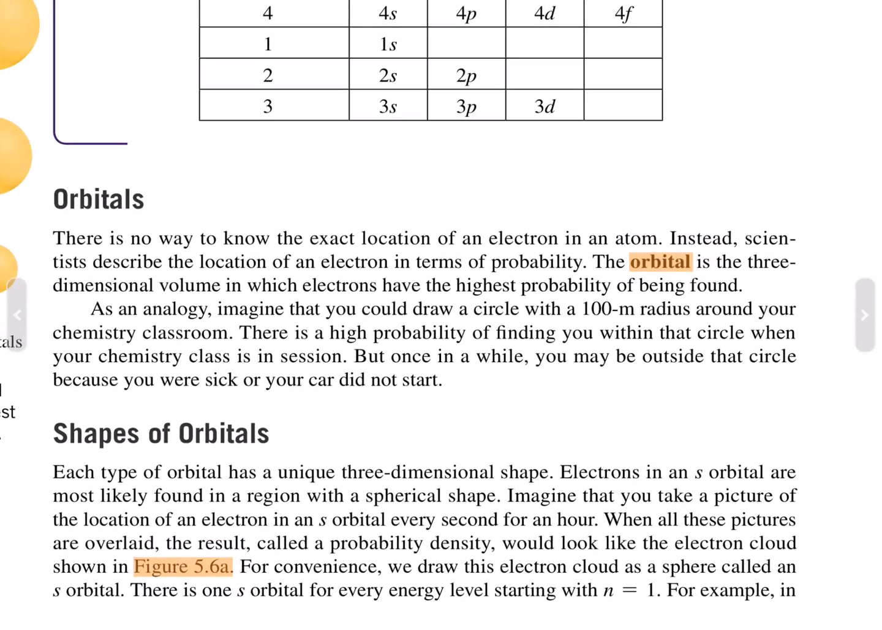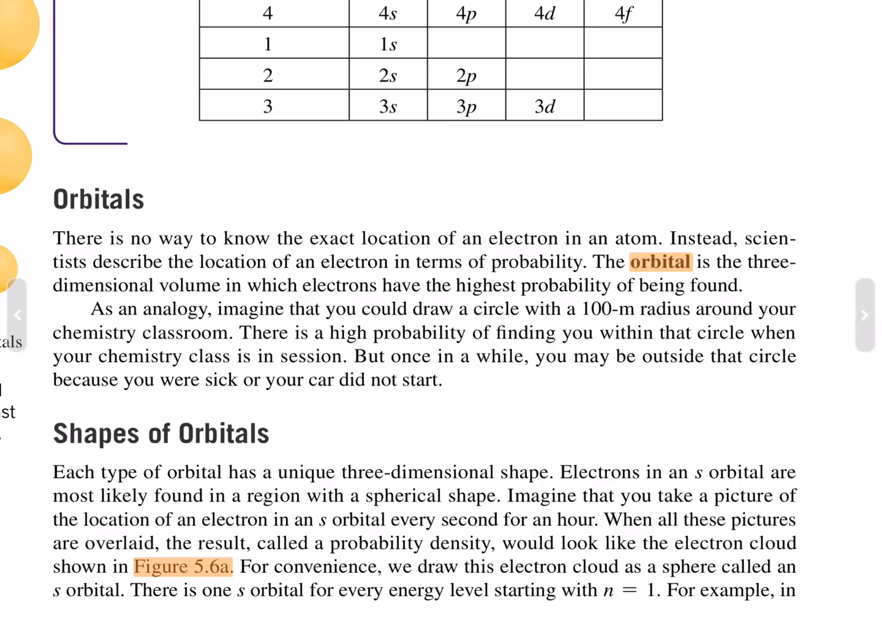Orbitals. There is no way to know the exact location of an electron in an atom. Instead, scientists describe the location of an electron in terms of probability. The orbital is the three-dimensional volume in which the electrons have the highest probability of being found. As an analogy, imagine you can draw a circle within a 100-mile radius of your chemistry classroom. There's a high probability of finding you within that circle when your chemistry class is in session. But once in a while, you may be outside that circle because you were sick or your car didn't start.